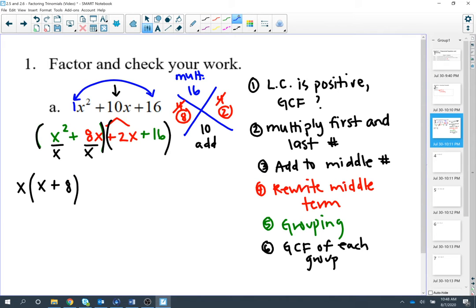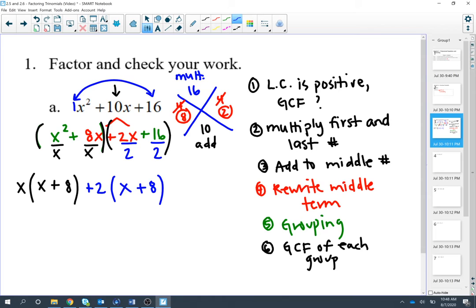Now my second group, what can come out of a 2x and a 16? And the answer would be 2. Now ask yourself a question, is that a positive 2 or is that a negative 2? Well, we're taking out a positive 2, so when you record it, you're going to record it as a positive 2. Make sure you have the positive. Then if I take 2x divided by 2, I'm left with an x. And if I take 16 divided by 2, I'm left with an 8.